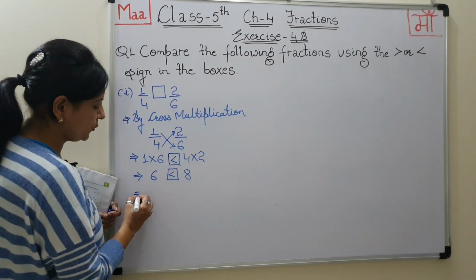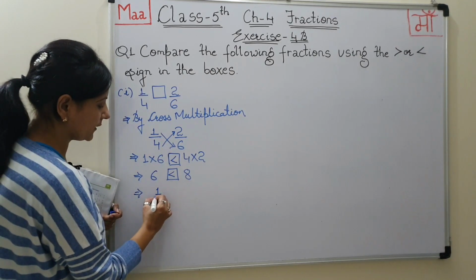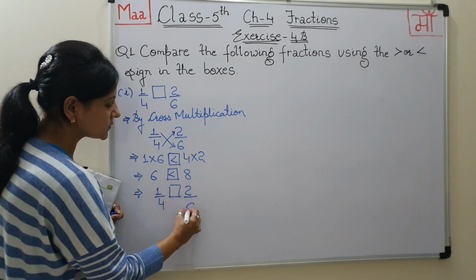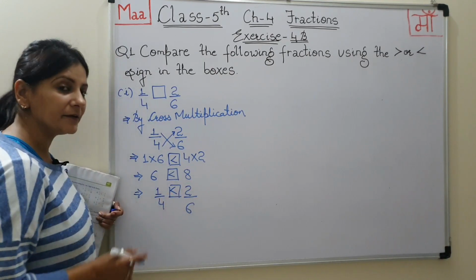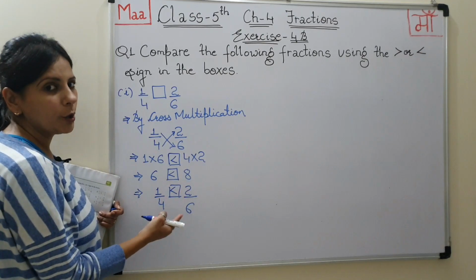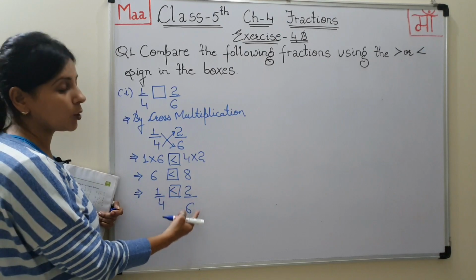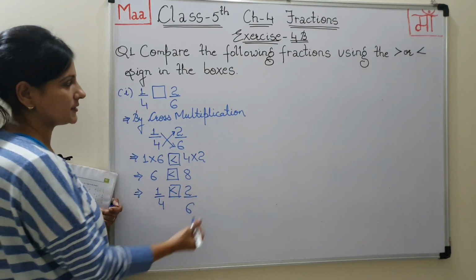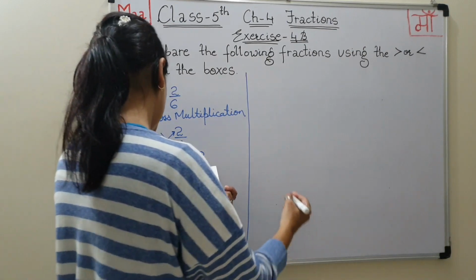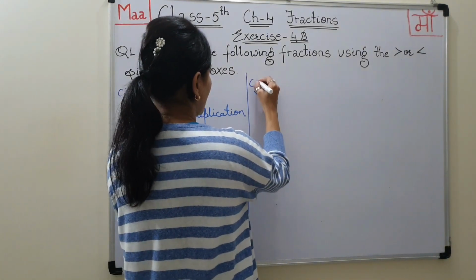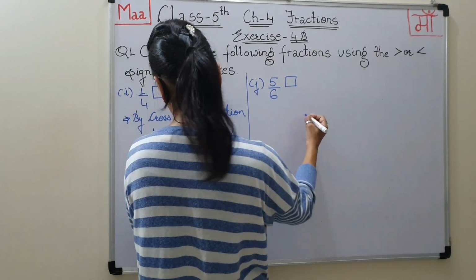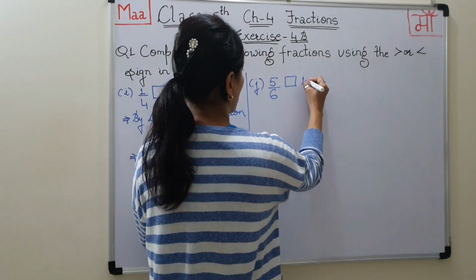Now as I told you, we have to write the fractional values again. So 1 upon 4 in between one box 2 upon 6. So sign is going towards right hand side. That means 2 upon 6 is greater than 1 upon 4, or you can say 1 upon 4 is smaller than 2 upon 6. Now let us move on to next part, that is part J, and it is 5 upon 6, then one box, and it is 11 upon 12.